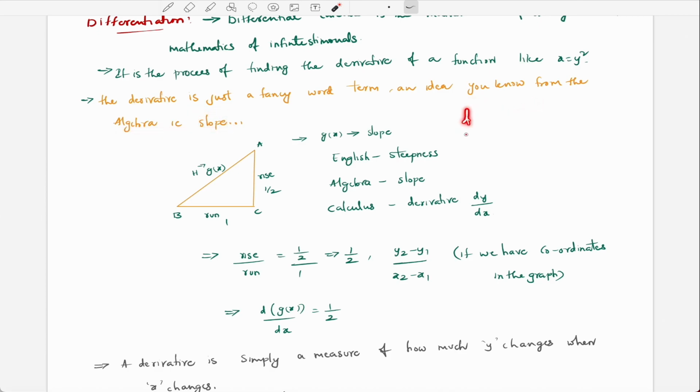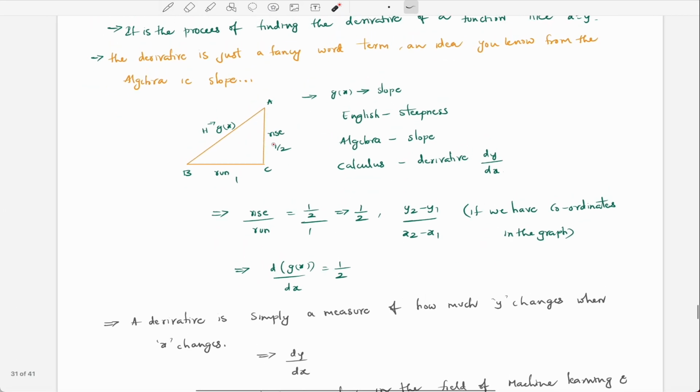We just find the slope of the function by using differentiation. Okay, so we have a triangle over here, we have a hypotenuse, and we have a rise and run over here. This hypotenuse is the slope of our function. In English we call it steepness, in algebra we call it slope, and in calculus we call it a derivative, which is dy by dx.